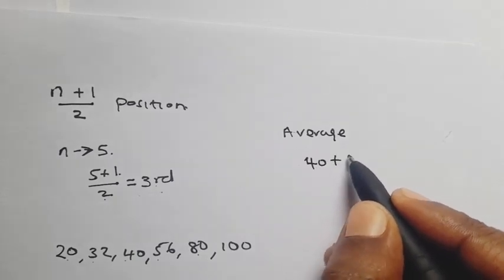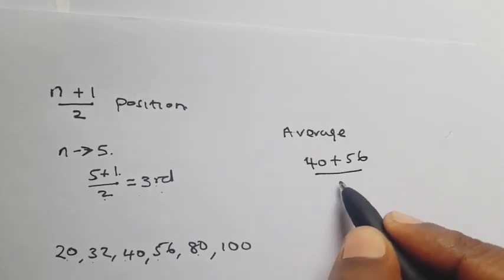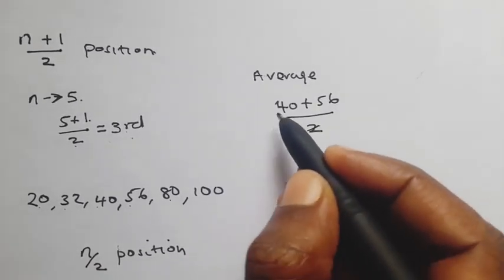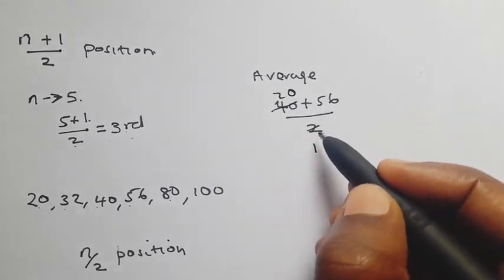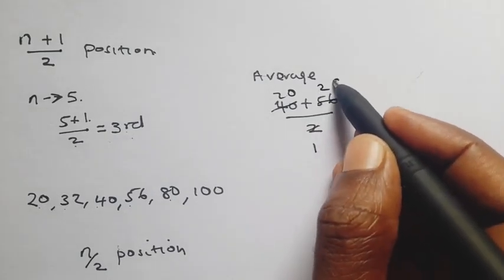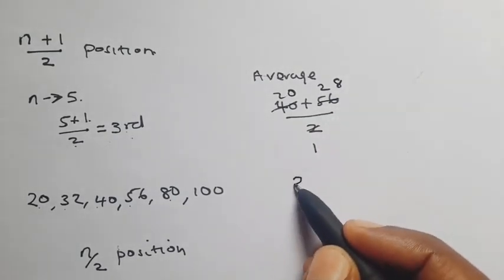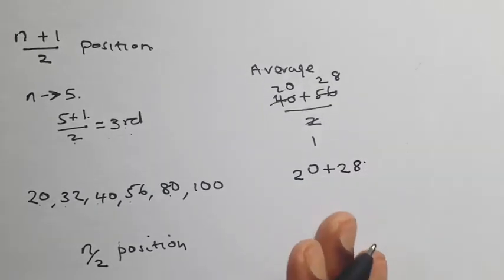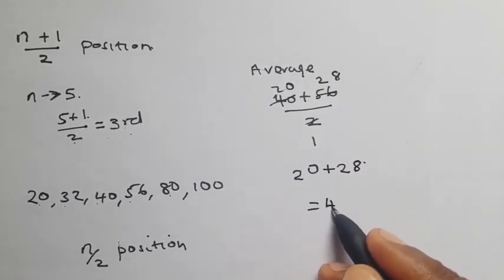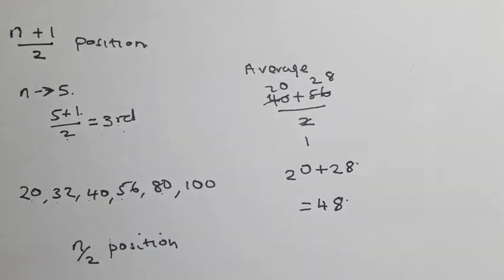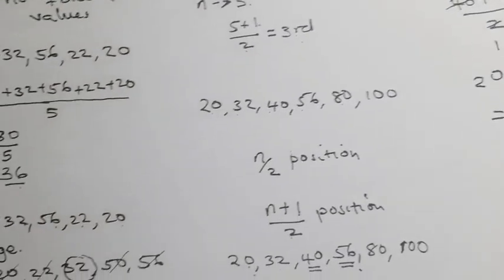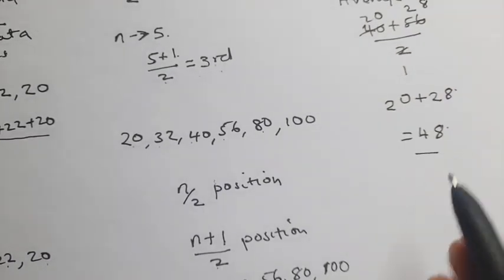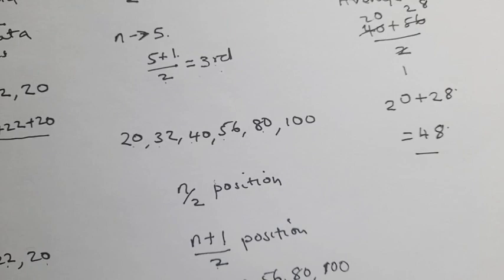40 plus 56 divided by 2, and this one cancels here, 2 0, and it goes there, 2 8. So this is 20 plus 28. The answer gives 48. So 48 becomes our median. In this case, 48 becomes our median for the even set of numbers.